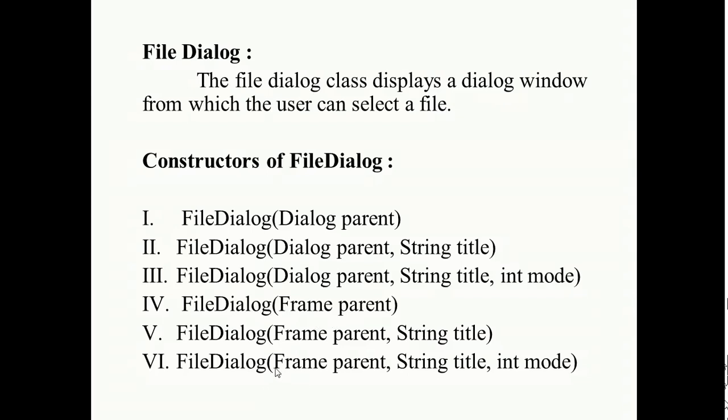The fifth constructor is FileDialog. Parameters are frame parent and string title. This constructor creates a file dialog object with the specified title for loading a file. And the sixth constructor is FileDialog, parameters are frame parent, string title and int mode. This constructor creates a file dialog object with the specified title for loading or saving a file. These 6 are the constructors of the file dialog.